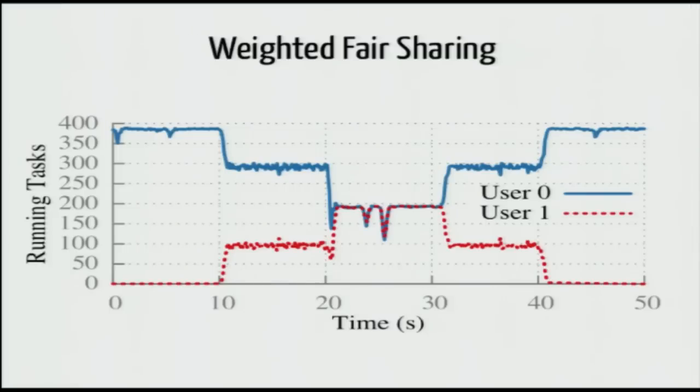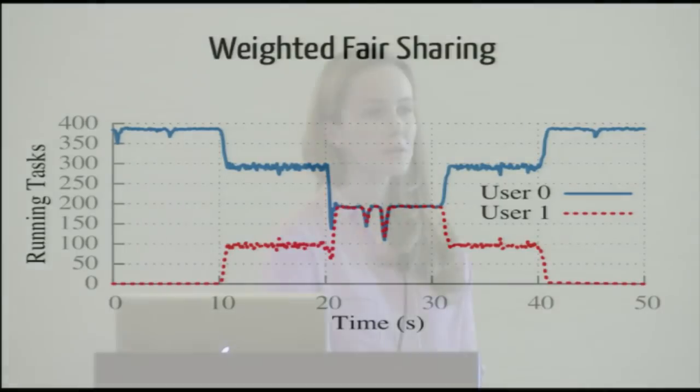What you can see here is that there's very small oscillations around the fair share, and this is due to the fact that we're doing this distributed enforcement, but it works almost perfectly. It works well enough that no one would ever be able to notice, for example, that they had 98 tasks running instead of 100 or something like that.